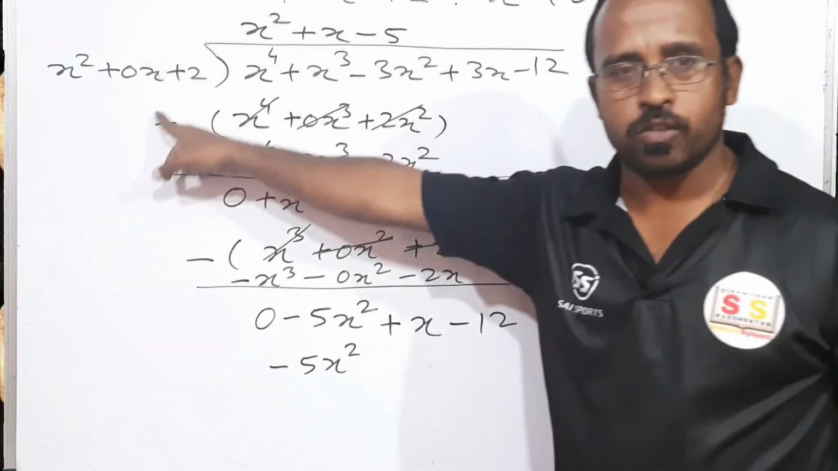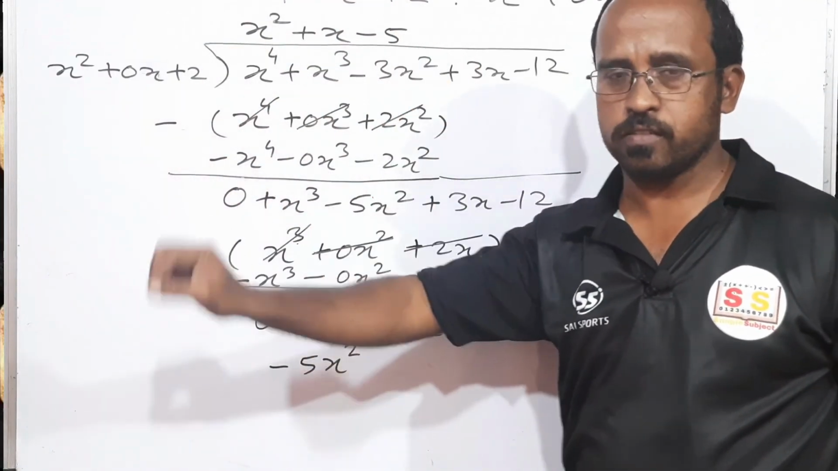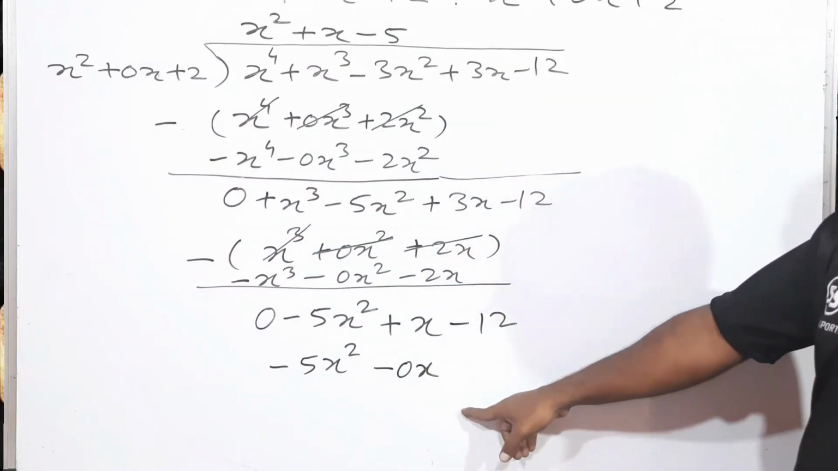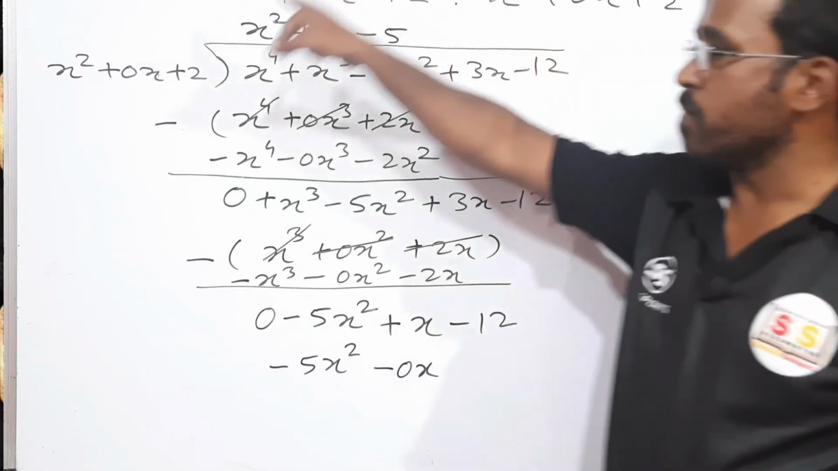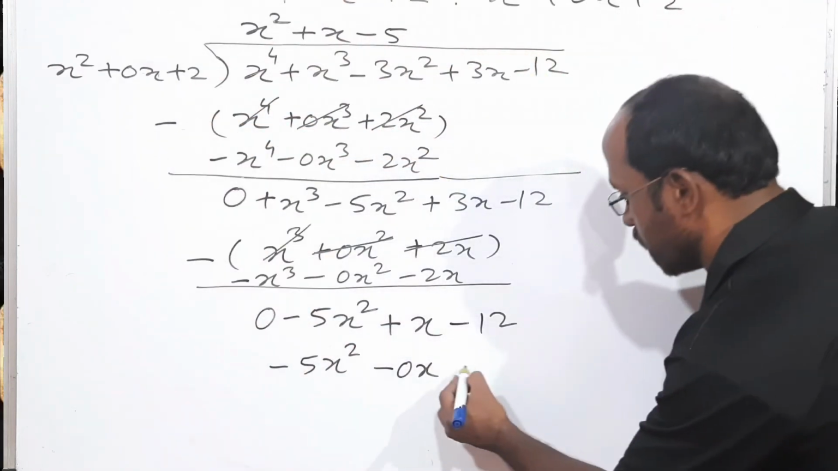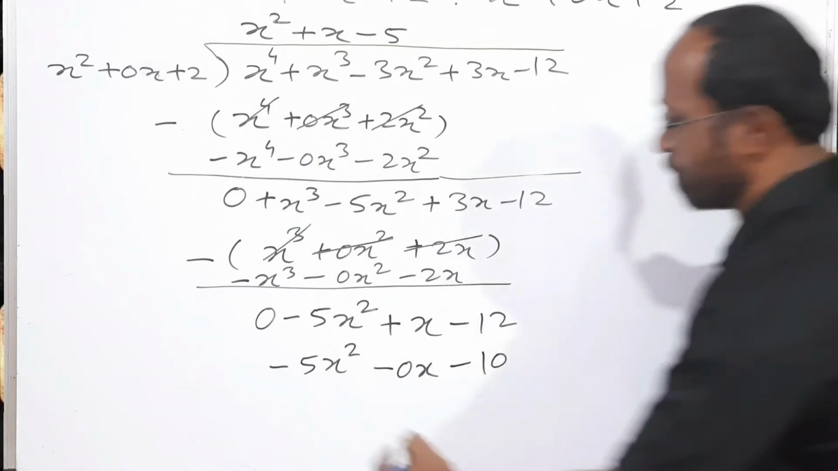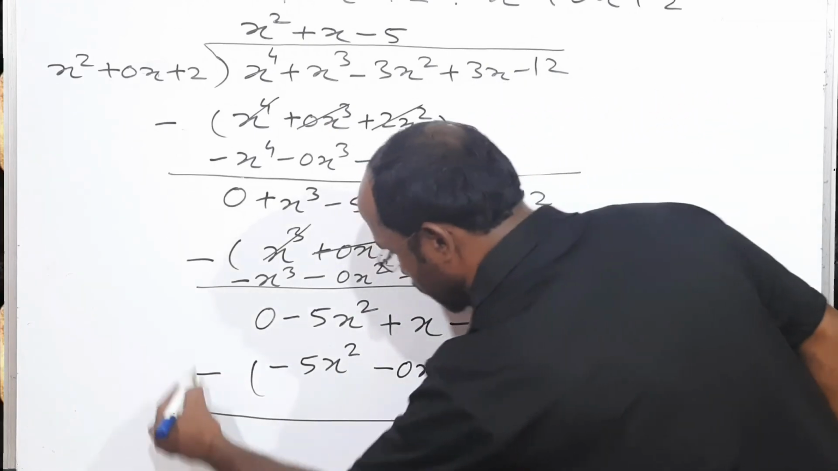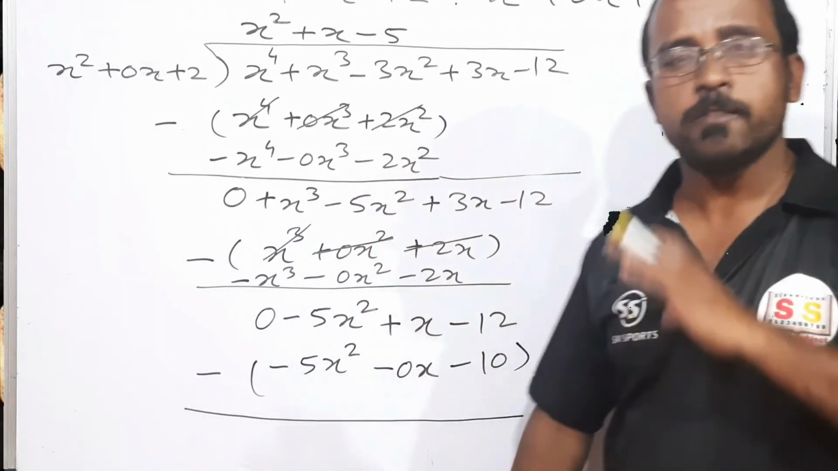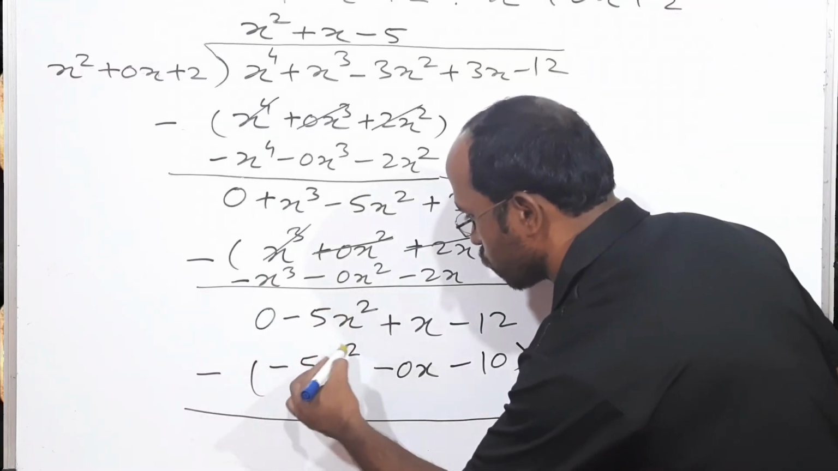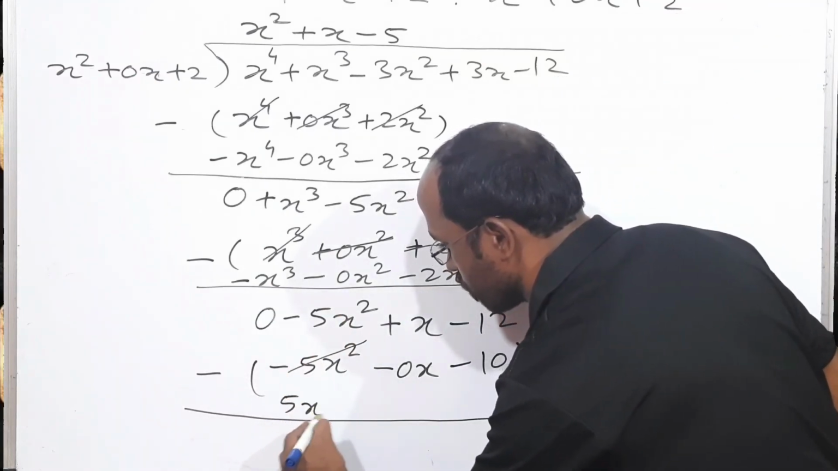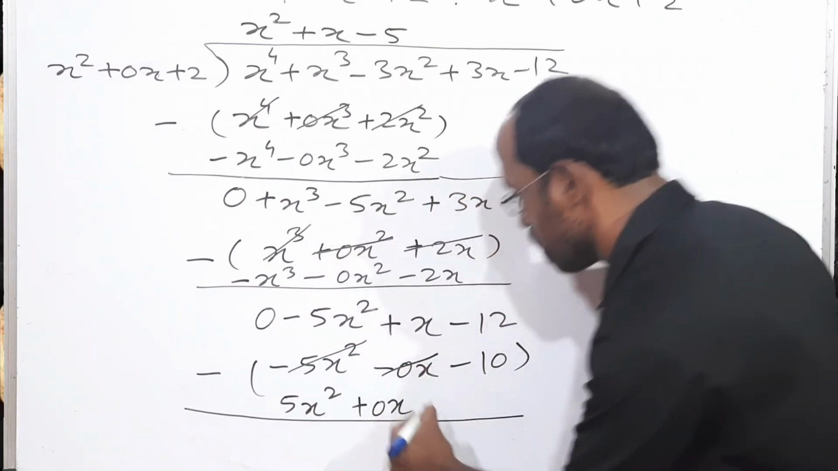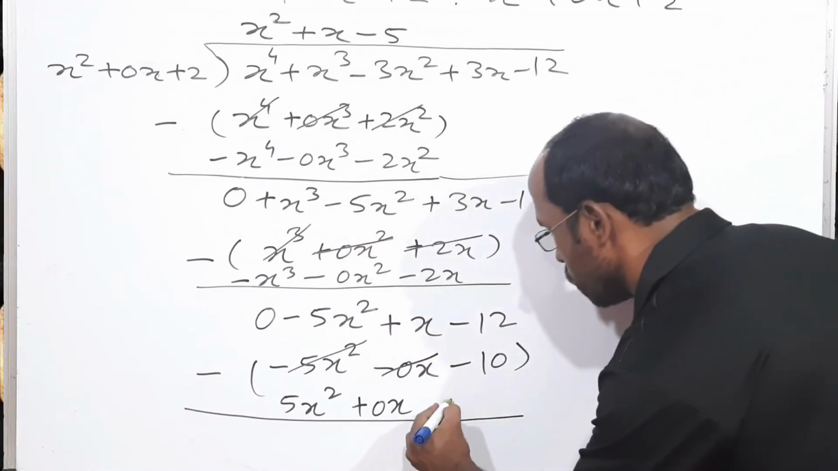Minus 5 multiplied by 0x, answer is 0x. Write it as plus or minus, doesn't matter, 0. Okay, minus 0x I have written. Minus 5 multiplied by plus 2, answer is minus 10. Okay, we have to subtract it. So let's subtract. During subtraction, the symbol out of the bracket is negative. So the symbols of the terms inside the bracket will change. So minus 5x square will change into plus 5x square. Minus 0x will change into plus 0x. Minus 10 will change into plus 10.